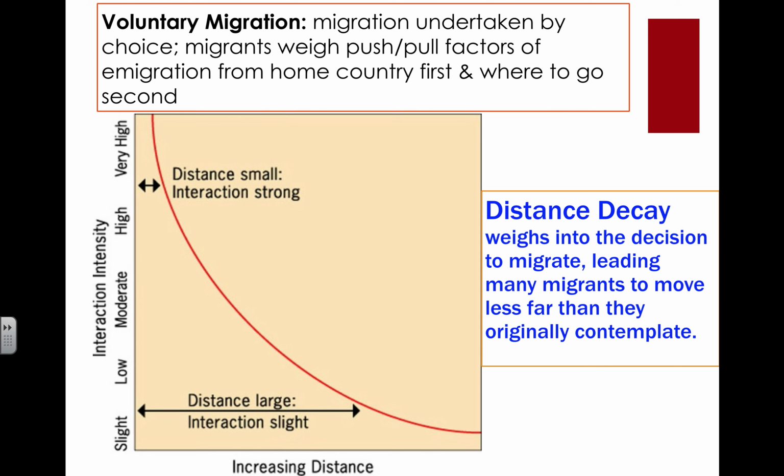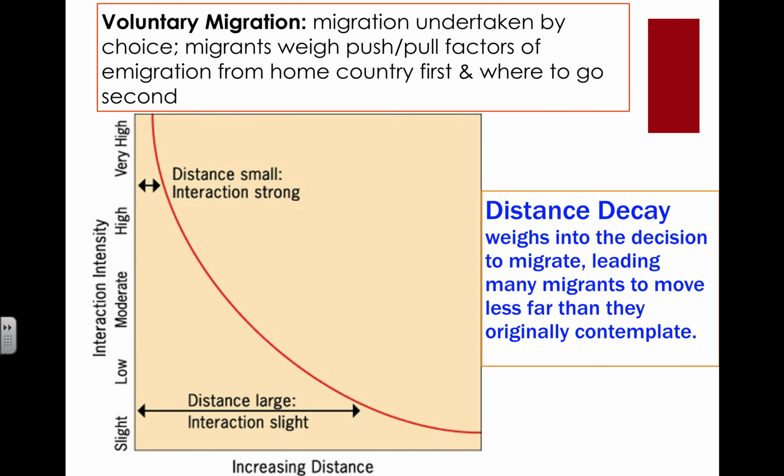Emigration with an E means to exit. Immigration with an I means to come in. So emigration is an E, exit. I means immigration is to come in. They weigh their emigration from their home country first and where to go second. So that's the idea that they're deciding where to go based upon those different push and pull factors.